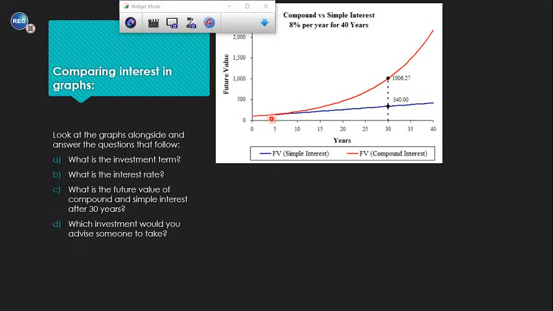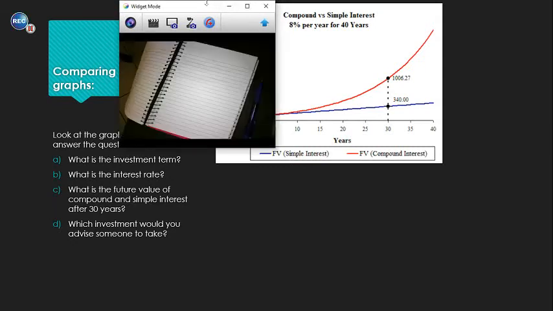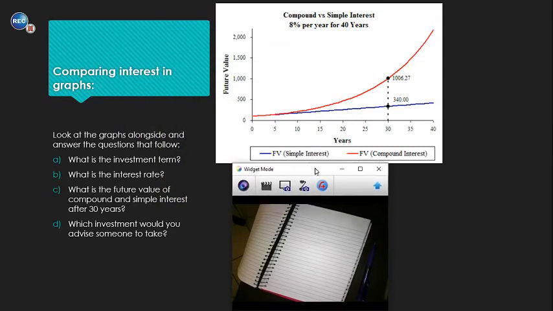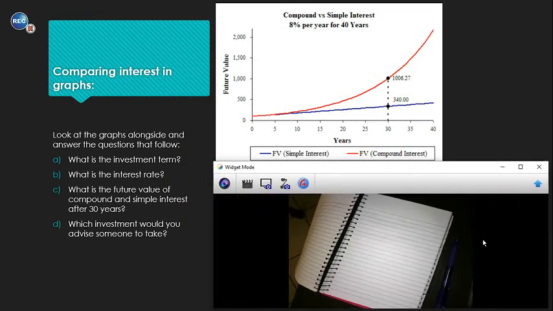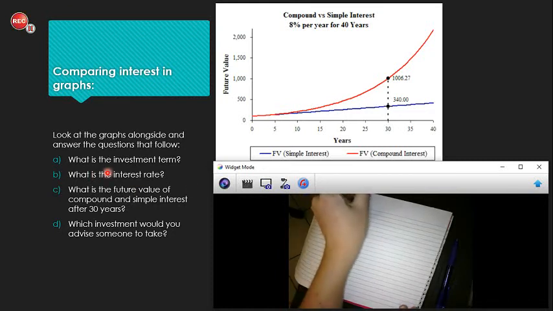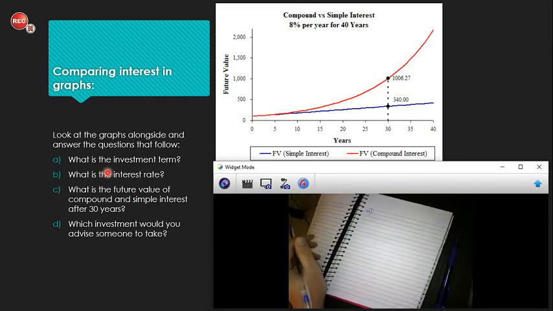So here they also indicated it to you, but now they can also ask us to answer some questions on a graph. So instead of asking us to draw the graph, we can be asked to answer questions about the graph. So let's have a look. What is the investment term? So that's obviously how long the money is invested for, and that you'll see if we look on here is 40 years.